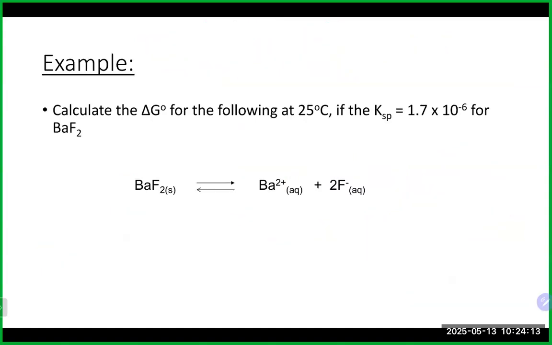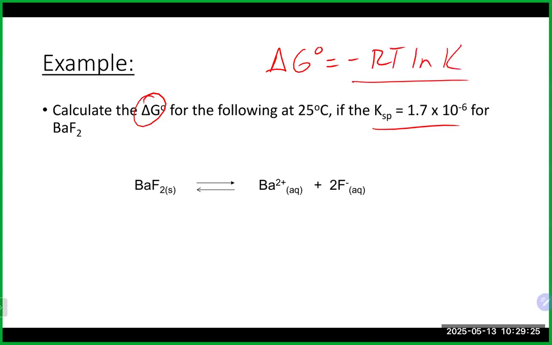Try this one here. Calculate the delta G for this reaction, if the Ksp is 1.7. Okay, so on this one, we're looking for delta G. We obviously have a K. It doesn't matter what type of K. So once again, probably our same equation would be a good one. In this particular case, we actually have everything on this side, so we just need to plug in, I think.